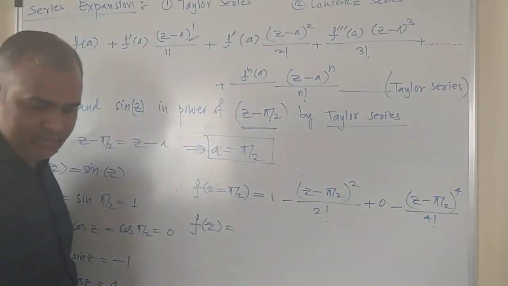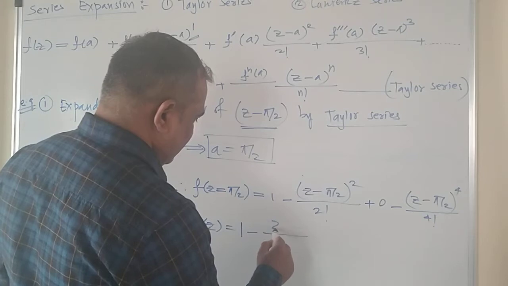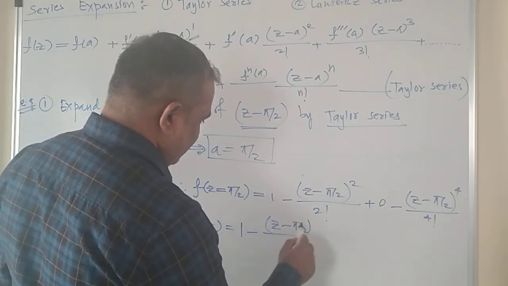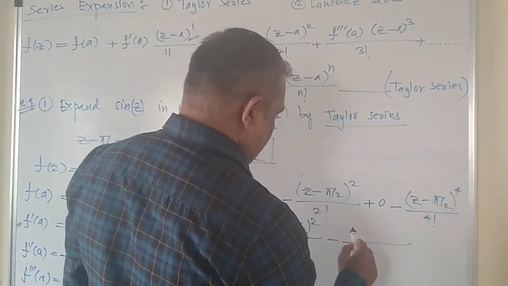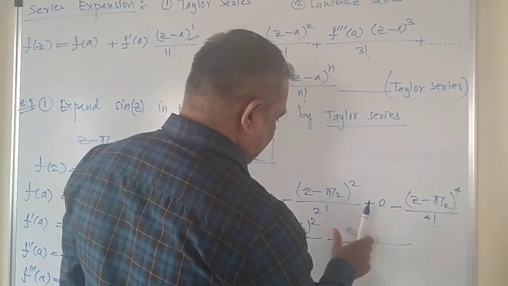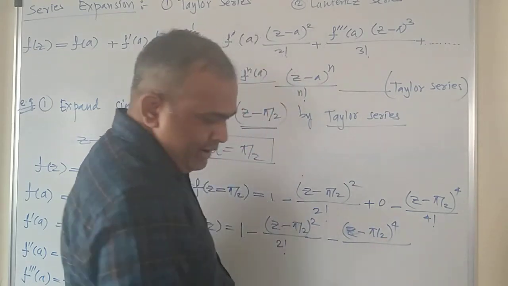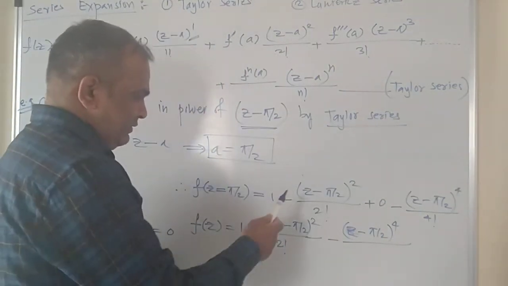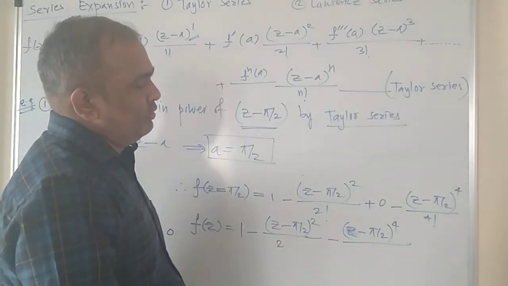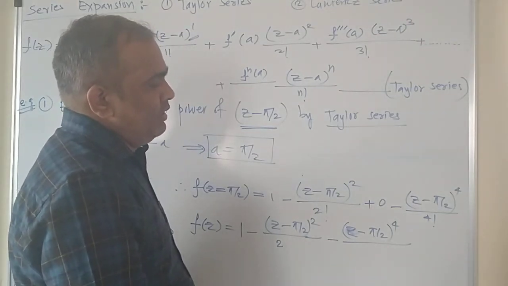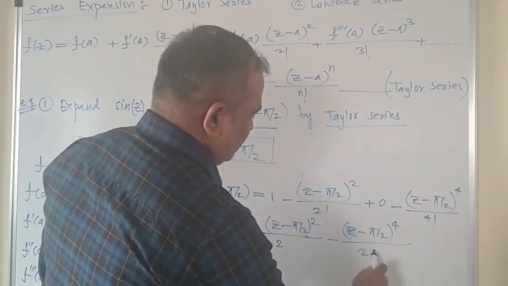Got it? So what is your answer? Your answer is 1 minus (z minus pi by 2) bracket squared divided by 2 factorial, minus (z minus pi by 2) raised to power 4 divided by 4 factorial, and you can evaluate 4 factorial and 2 factorial. 2 factorial is 2 only. 4 factorial is 4 into 3 into 2. So 4 into 3 is 12, and 12 into 2 is 24.